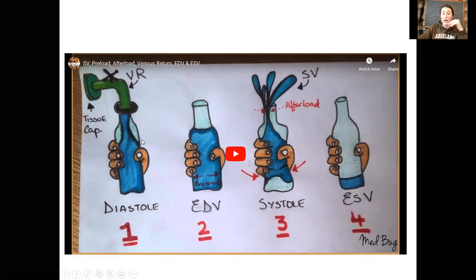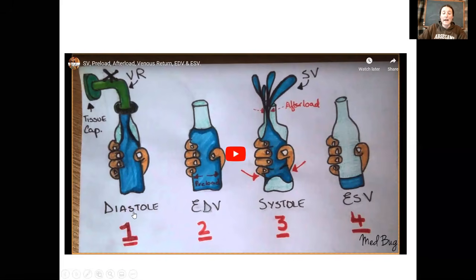What the bottle is representing is your ventricle. What we can see is that during the diastolic phase, the ventricles are receiving lots of blood and they're receiving it passively and filling up as much as they can. The VR here, the faucet, which is delivering the water into the ventricle or the bottle, represents the venous return, and venous return is just how much blood is returning via those veins. So the SVC, the IVC, the coronary sinus, all of that dumping back into the right atrium.